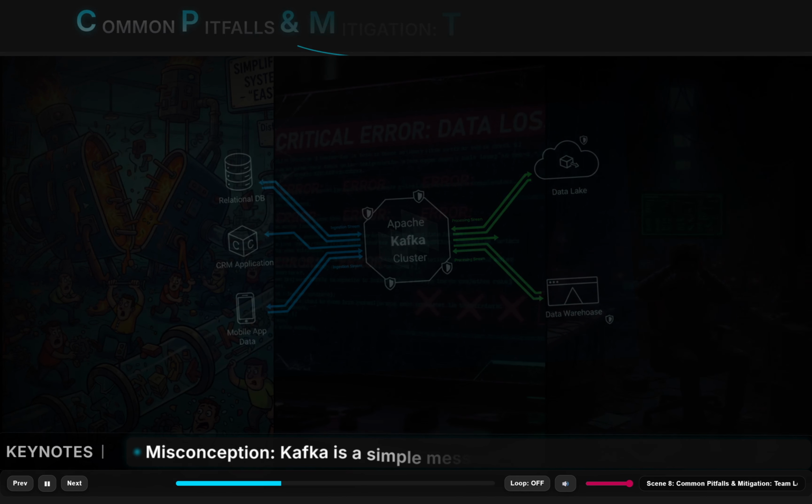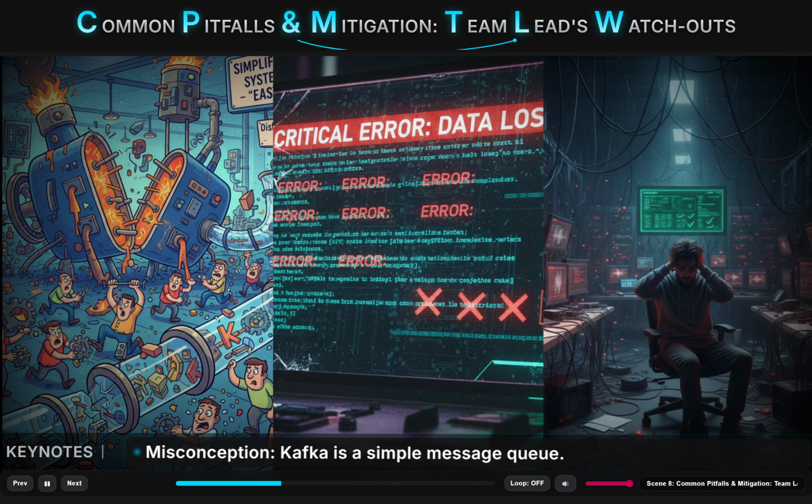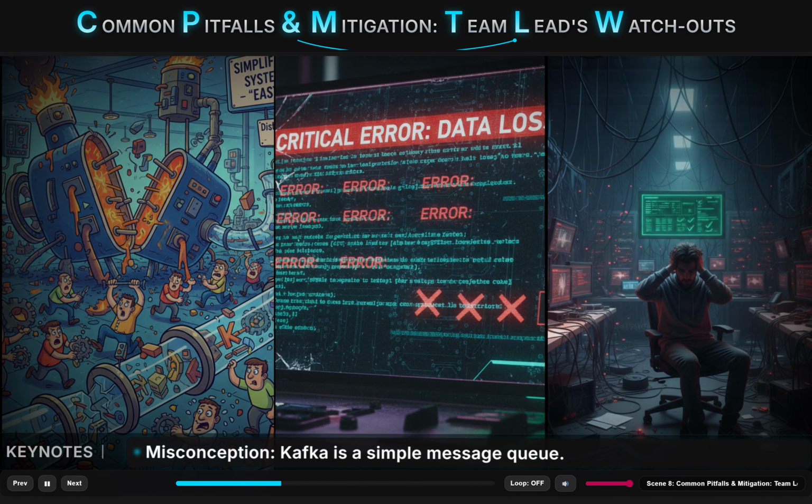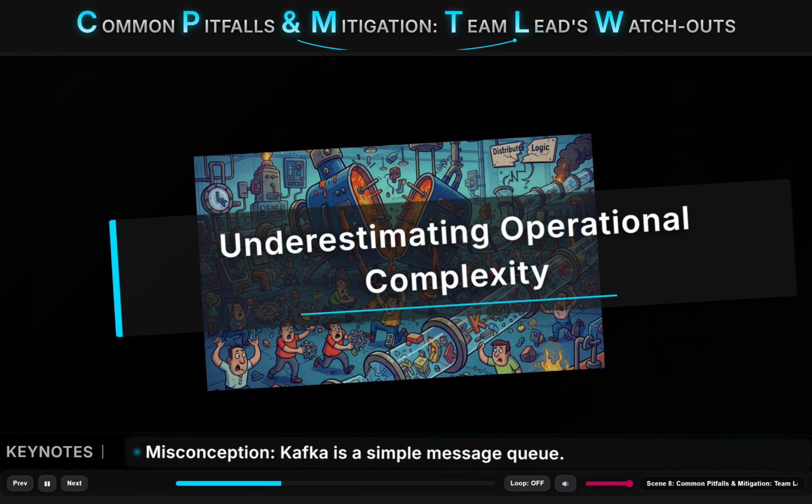Alright, team leads. We've covered a lot of ground on Kafka's power and potential, but now it's crucial we talk about the tripwires. The common pitfalls and misconceptions that can derail even the best intentions.